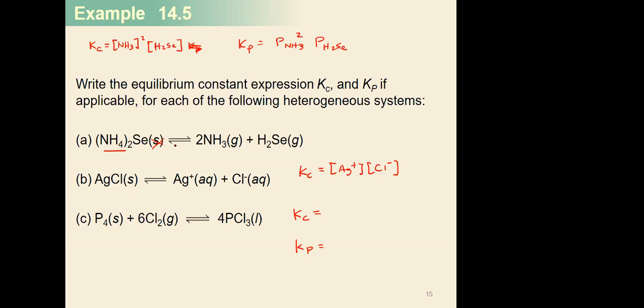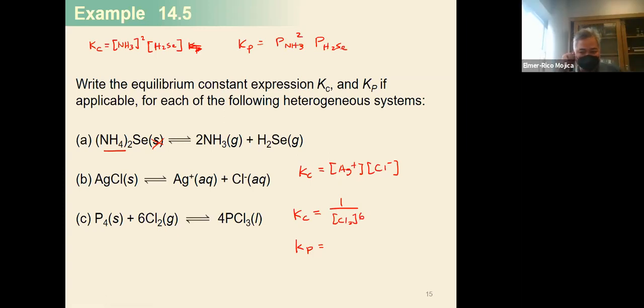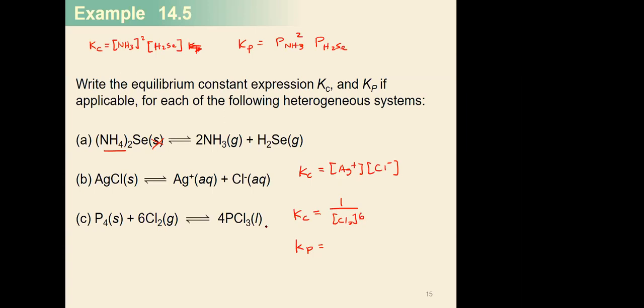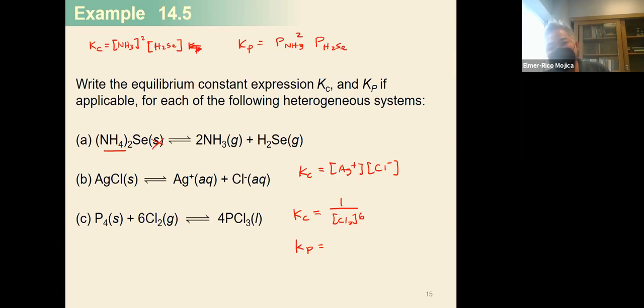Is the Kc 1 divided by Cl2 raised to the 6th? Very good. So if you have this question, can you assure me you get it right? With more practice. Yeah, that's why you have the review. Definitely. I would like you to start using the reviewer that's given to you. It has the answer key, and in addition to the answer key, it has some short explanation on why you get the answer. So Kp will be equal to 1 over the partial pressure of Cl2 raised to the 6.